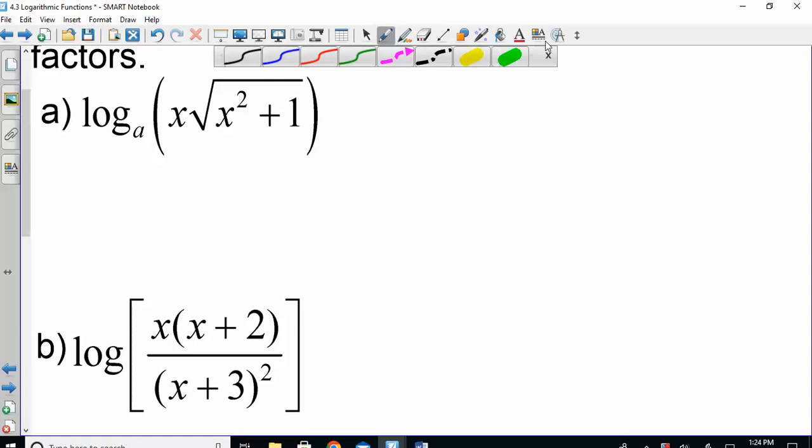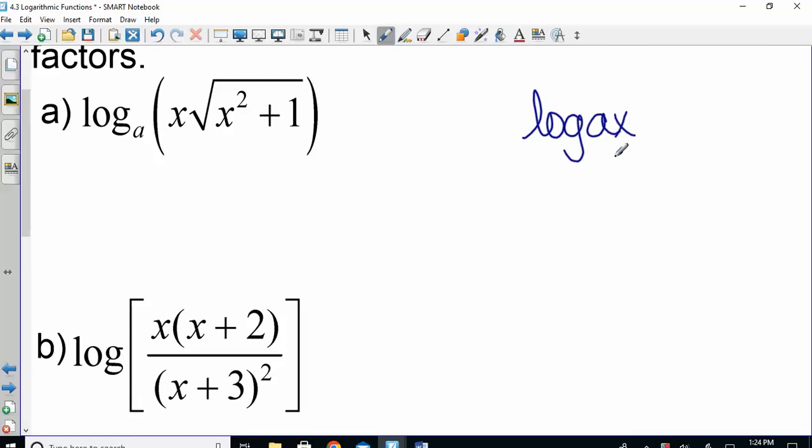So expand, break apart these logs as much as possible. Remember, you have to write the log base A each time. Make sure your base looks like a subscript. Sometimes people have a tendency to write things like this and then they get very confused later on. So your base is a subscript.